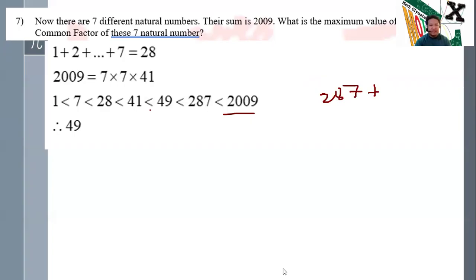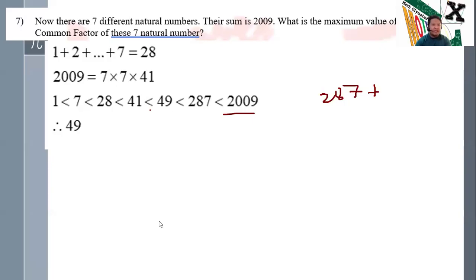Did we miss something in the 2009 factors? Wait, now let me check. We'll try to check if we missed something. 2009 divided by 7, that will give us 287. 2009 divided by 49, that is 41. So these are pairs of products of numbers. Okay, 41, 28. I forgot the 28.